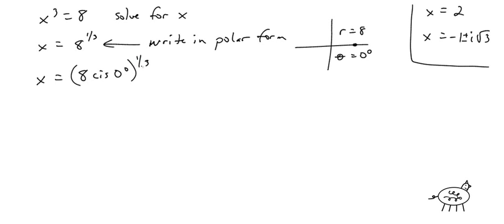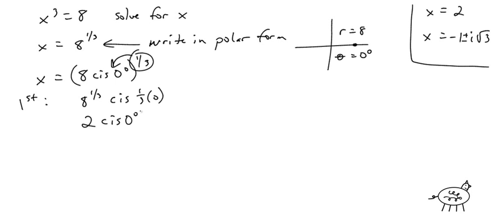Okay? And then what we're going to do is apply de Moivre's theorem. And remember, de Moivre's theorem is you say 8 to the 1/3 power, you raise that to the power, and then it's cis 1/3 times 0. You multiply that power times the angle. So this is our first answer, and because we're going to have three answers here, 8 to the 1/3, of course, is 2 cis 0 degrees.